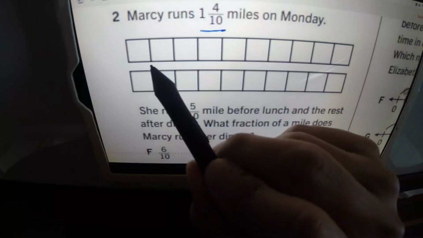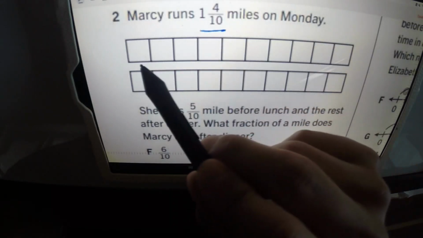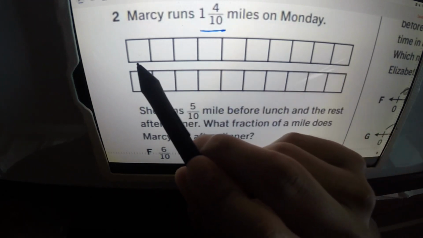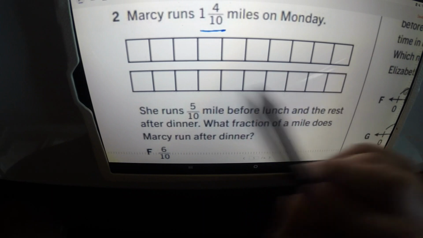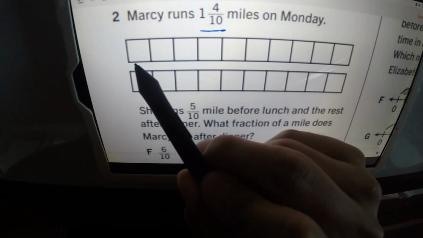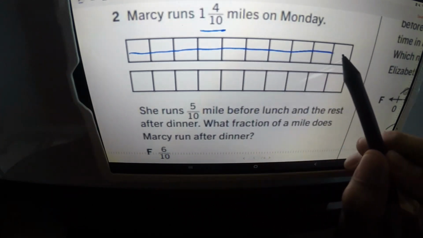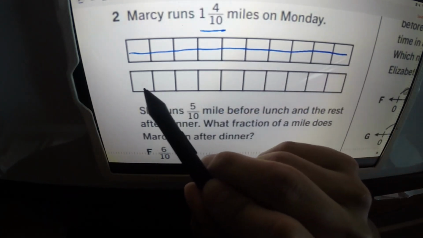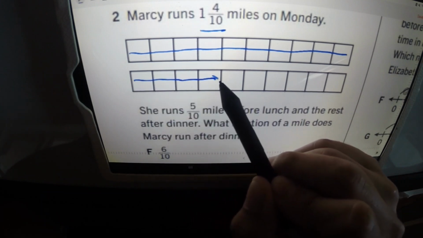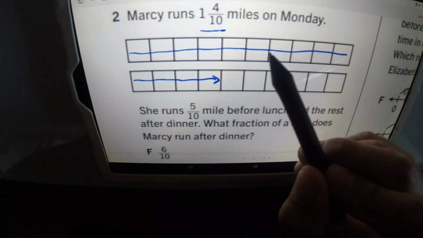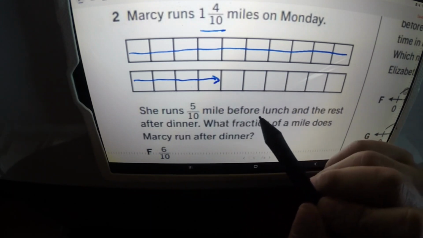All right, so we're going to just count this entire number out on this line right here. There are 10 spots. 1, 2, 3, 4, 5, 6, 7, 8, 9, 10. So this is 1 whole mile. So she ran all this, right? Plus 4/10. 1, 2, 3, 4. So this is as far as Marcy ran on Monday. Of this, she ran 5/10 before lunch and the rest after dinner.